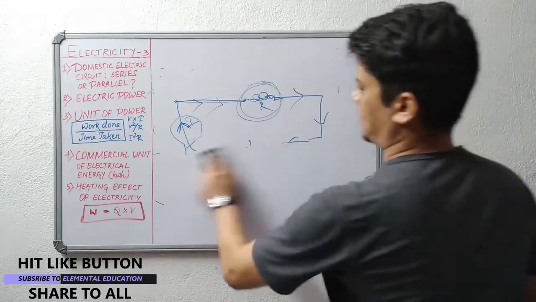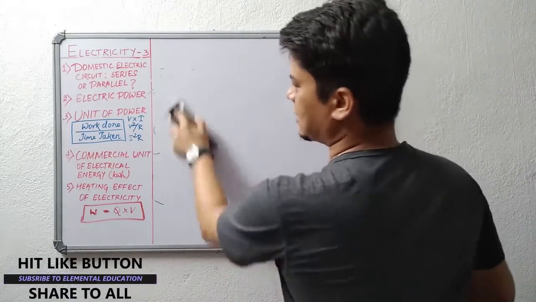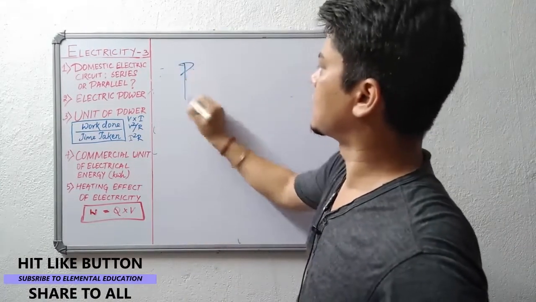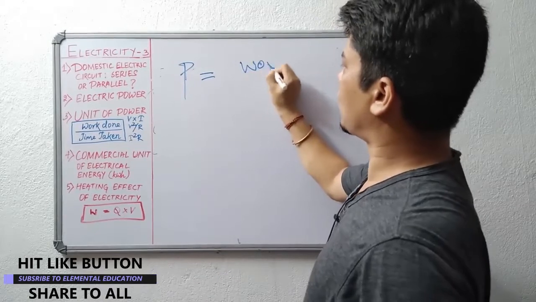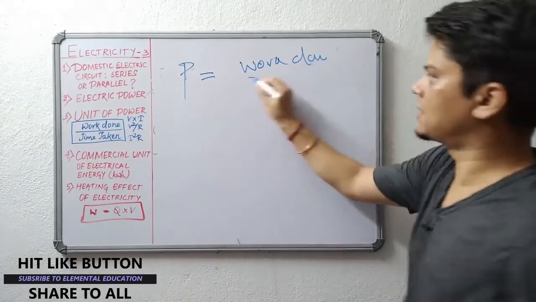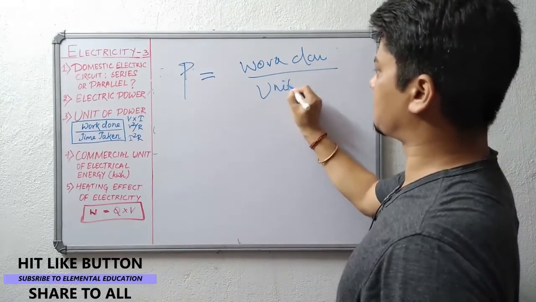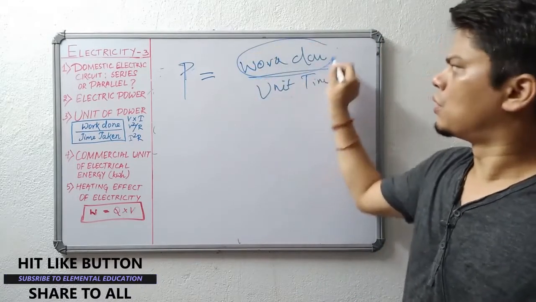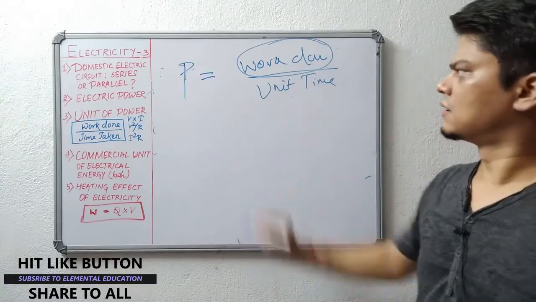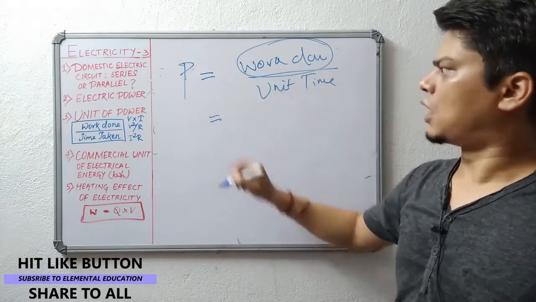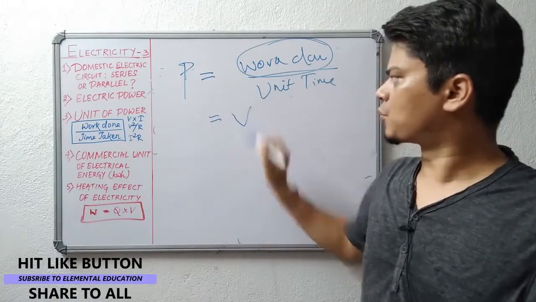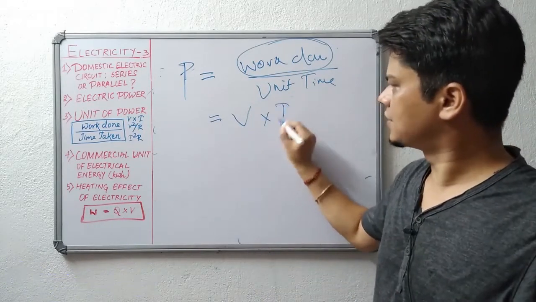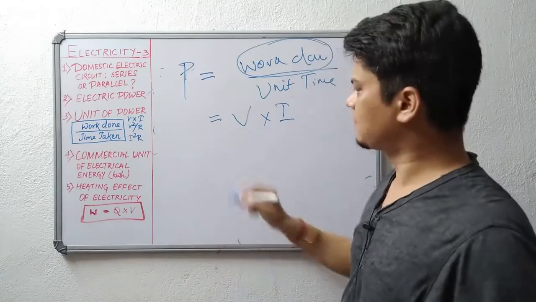Now, how do we define power? Electric power is work done per unit time. So how much work is done? The potential difference across the conductor and the current flowing across it, V into I, is the work done.